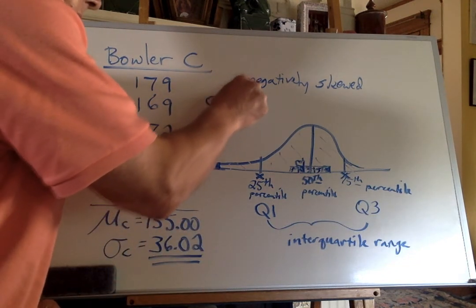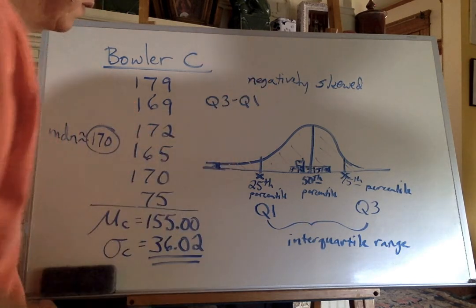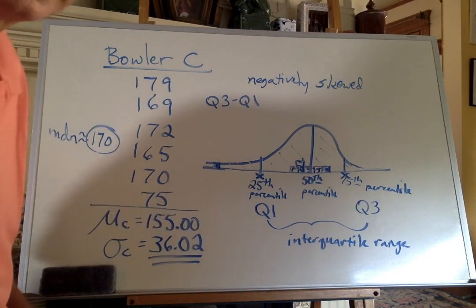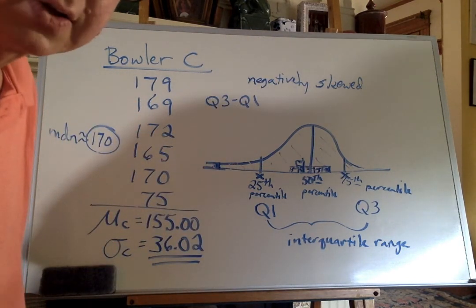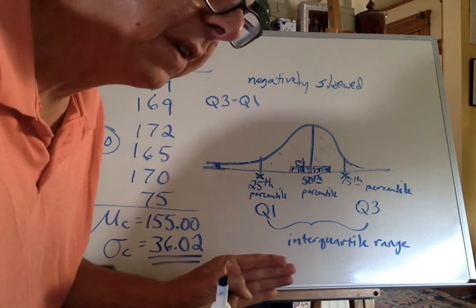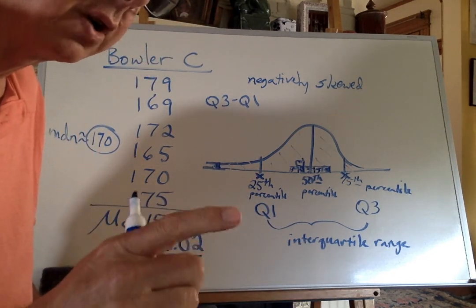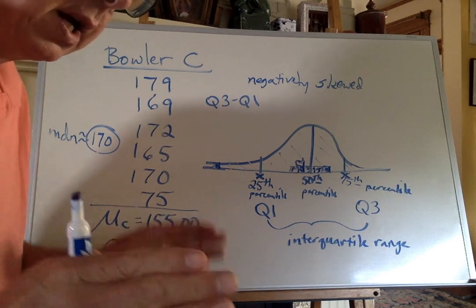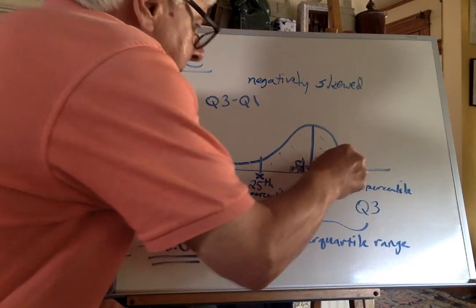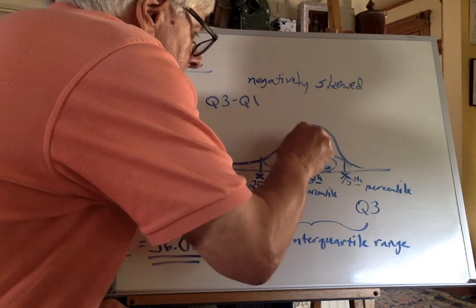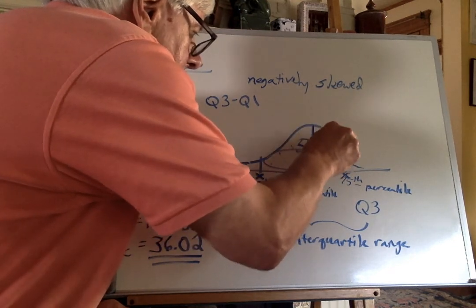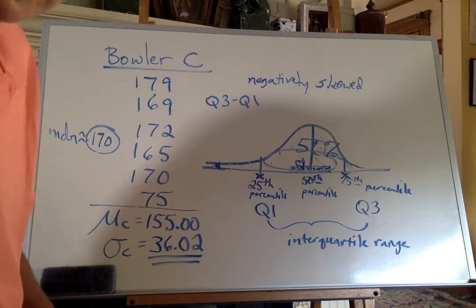Q3 minus Q1 is called the interquartile range. That tells us where the middle 50%. This is the only time I have talked about middle, okay? It tells us the middle 50%. So in here, 50%, the middle 50% of the scores fall.